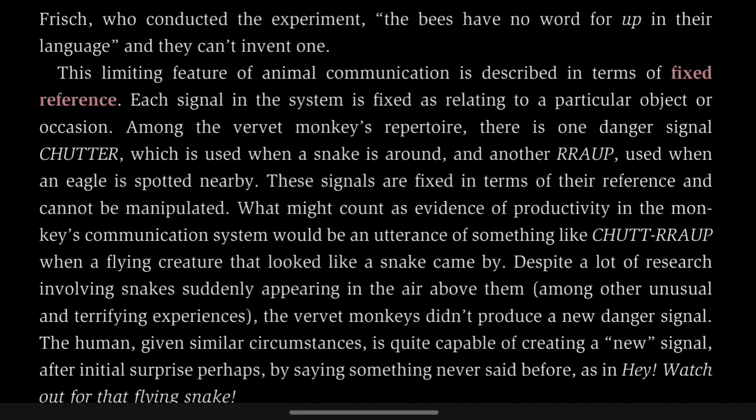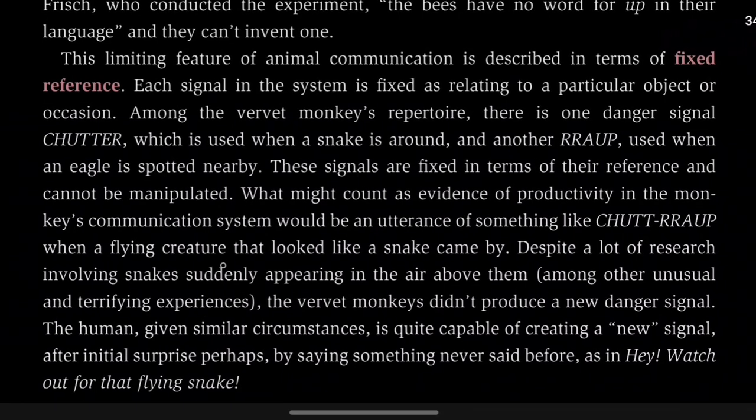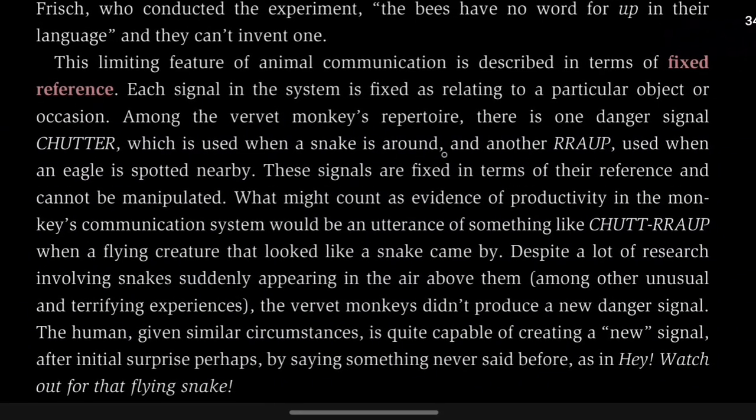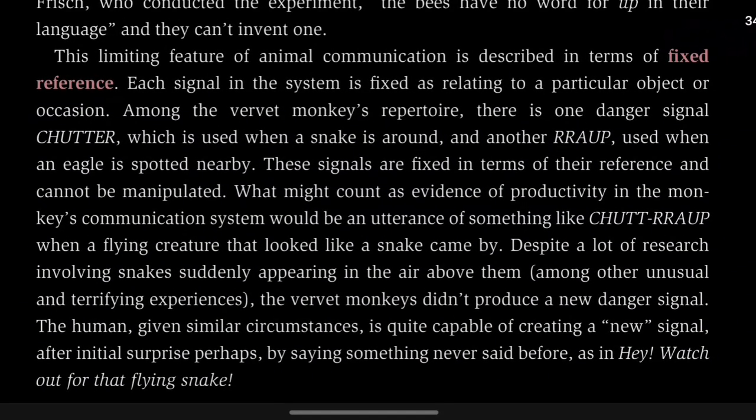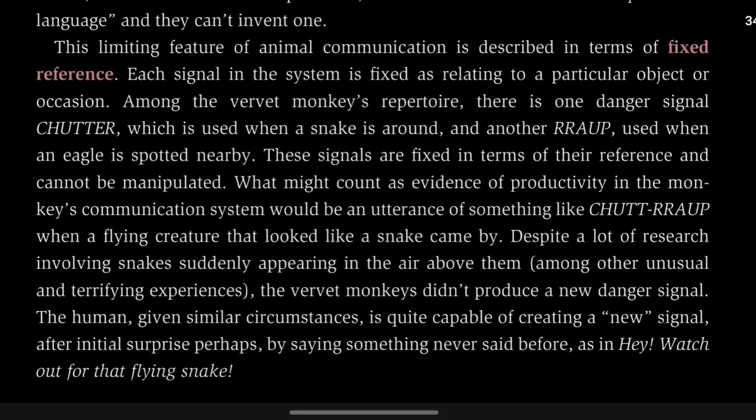It is among the vervet monkey's repertoire. There is one danger signal, chutter, which is used when a snake is around, and another, RRAUP, rub, used when an eagle is spotted nearby. These signals are fixed in terms of their reference and cannot be manipulated.